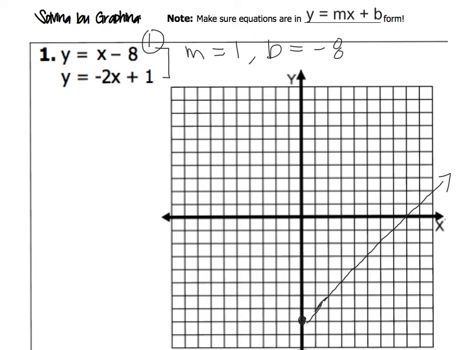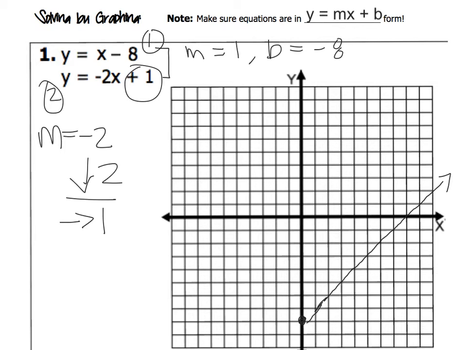Then let's plot the second one. For my second equation, I've got an m value of -2, which means I'm going to go down 2, right 1, but I've got to start at 1. There's my y-intercept. Plot a point at 1, and then I go down 2, right 1, down 2, right 1, and I'm going to keep going until I hit that point. Your lines hopefully are going to be much straighter than mine, but this right here is the only point that I care about.